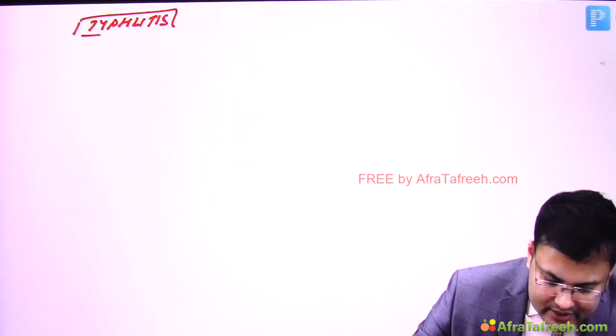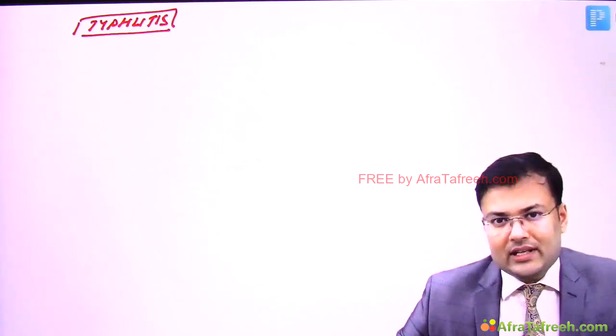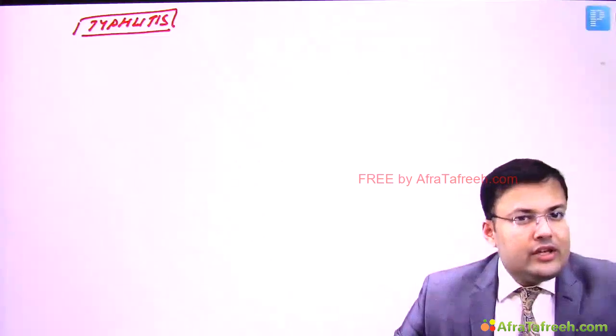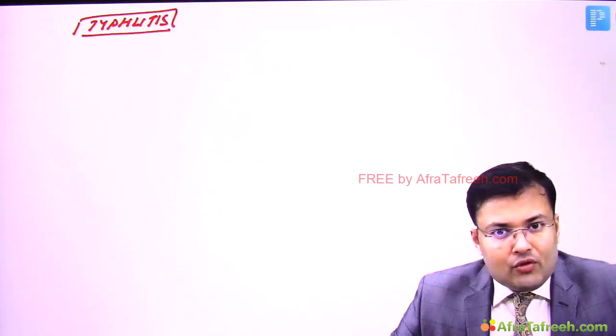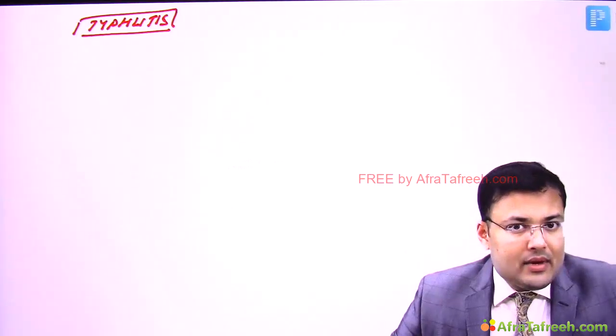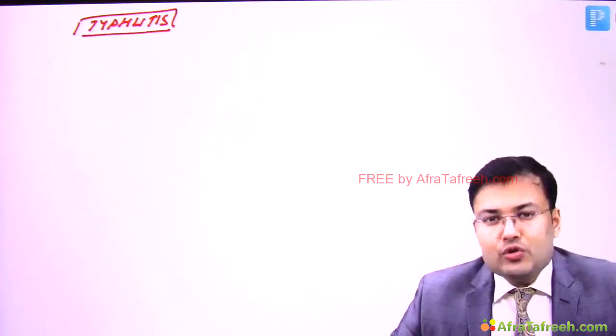The next condition is typhlitis. Okay, typhlitis. What is the other name of typhlitis? It is also known as neutropenic colitis. So why it is known as neutropenic colitis? Because there is inflammation of colon, which part? Mainly the cecum, in the patients who are having neutropenia.